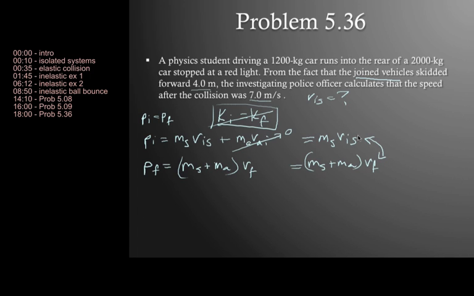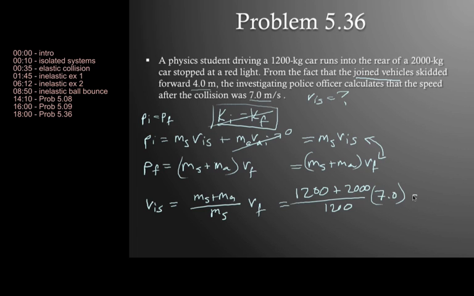All right, so what I want to solve for is this V initial. So I need to divide by the mass of the student's car. So here we have the mass of the student's car plus mass A, divided by the mass of the student's car, times V final. So here we end up with 1200 plus 2000 all over 1200, and then our final velocity is 7 meters per second. So when we plug this in, we're going to get about 18.7 meters per second.